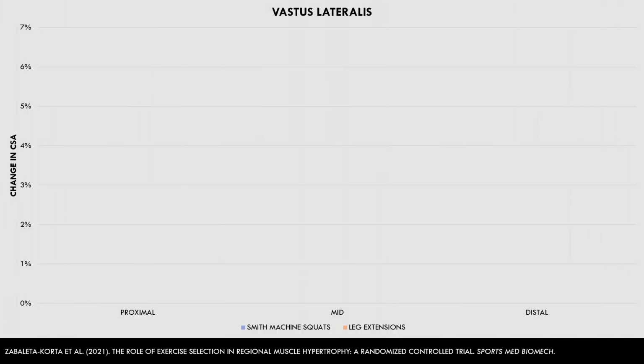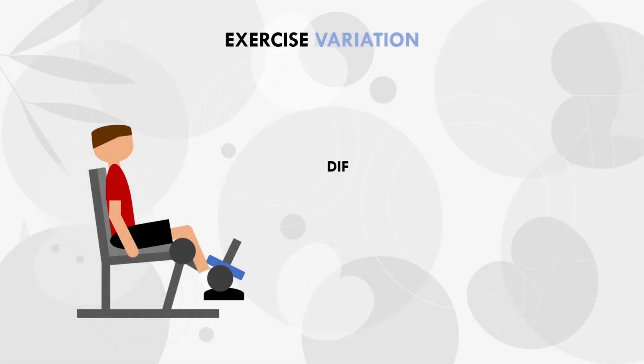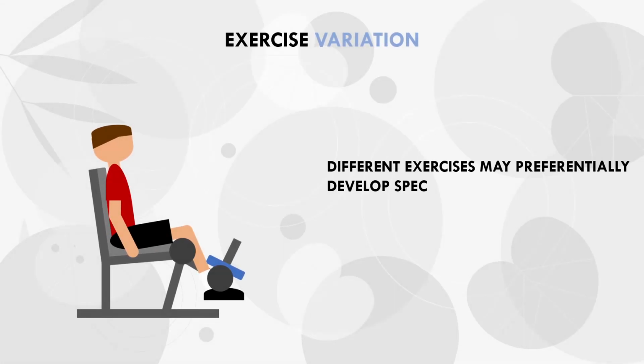For example, the Smith machine squat seemed to induce greater hypertrophy of the vastus lateralis at the proximal region, which is the area of the quads closer to the hip, while leg extensions resulted in greater growth at the distal region, the area of the quads closer to the knee. This suggests that different exercises may induce more or less muscle growth at different sites of the same muscle.